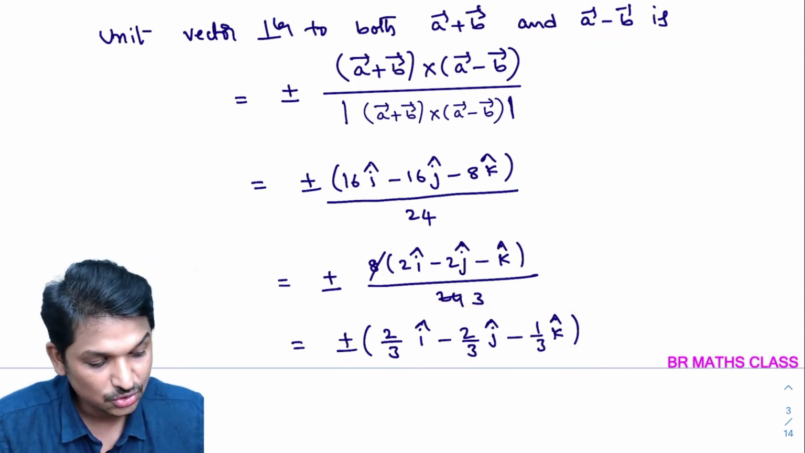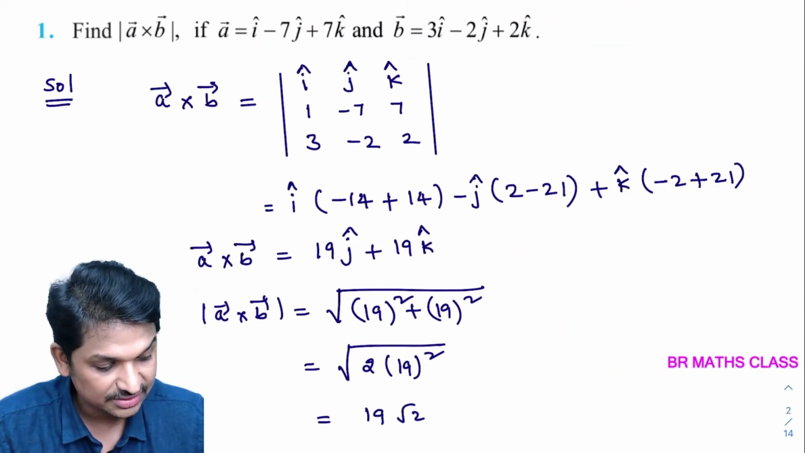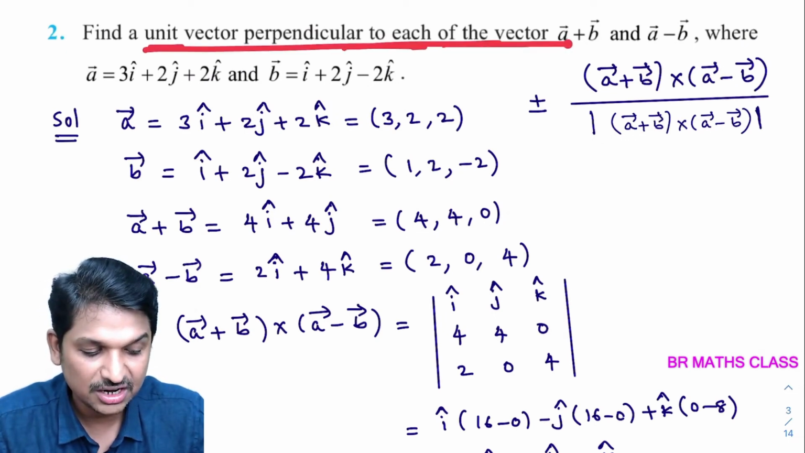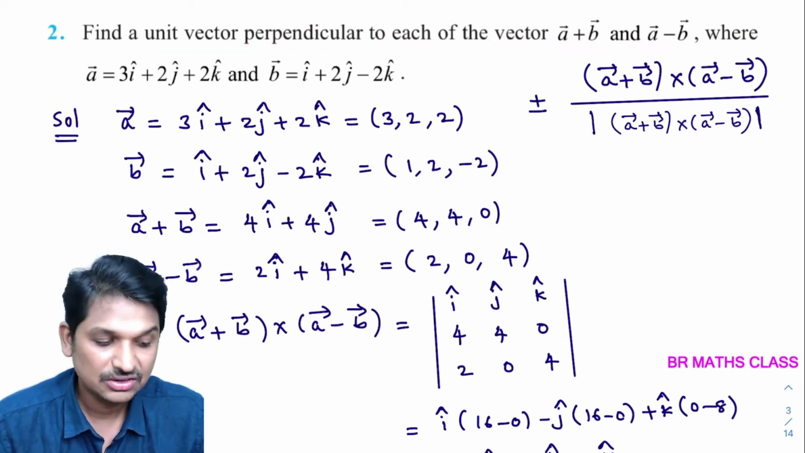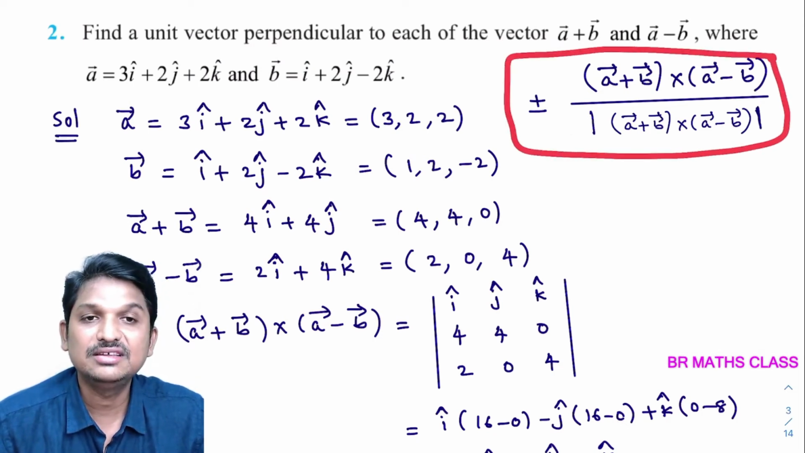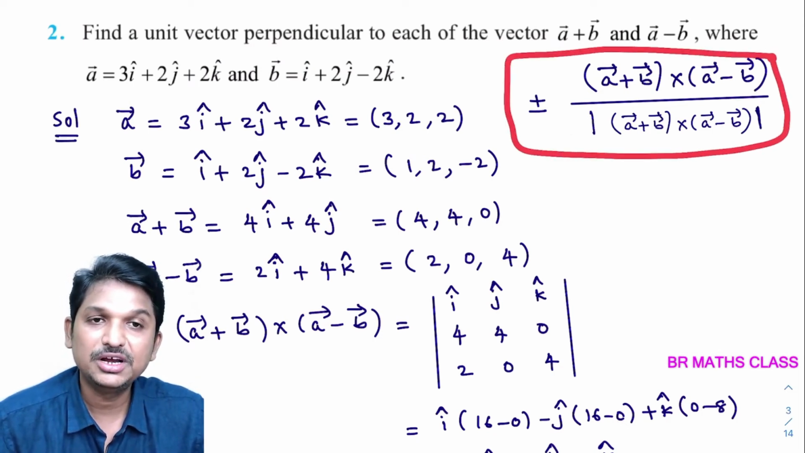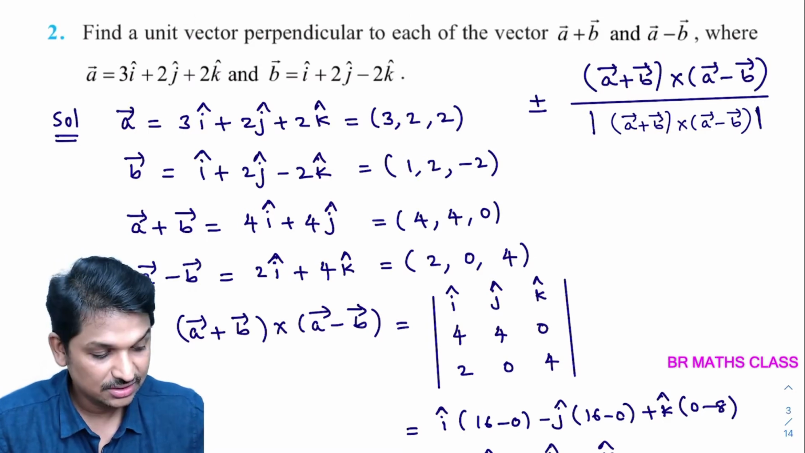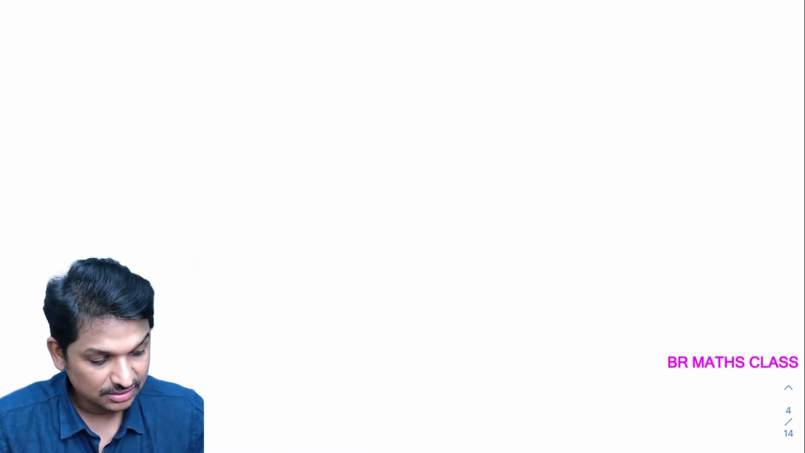I hope you understand the solution for the second problem. They are asking to calculate the unit vector perpendicular to each of these vectors. So this is the formula, right? This is the unit vector which is perpendicular to a bar plus b bar as well as a bar minus b bar. Okay. Now, next question.